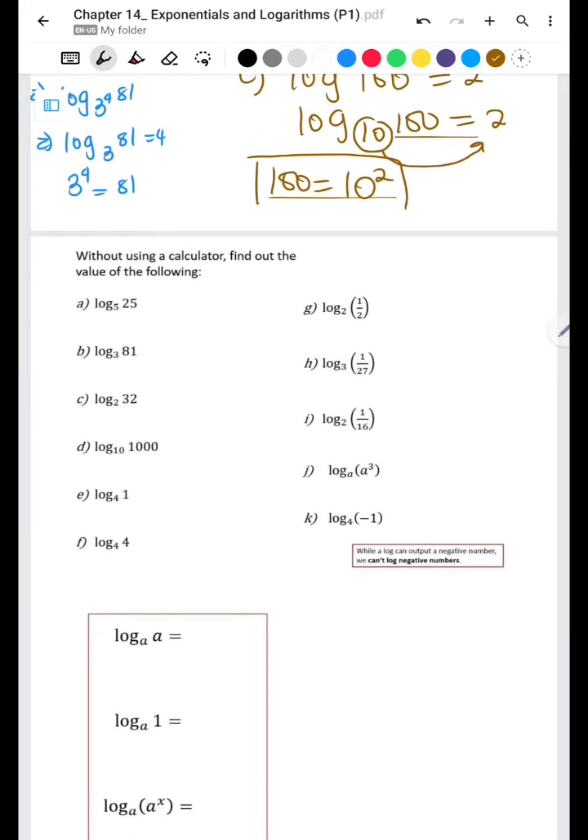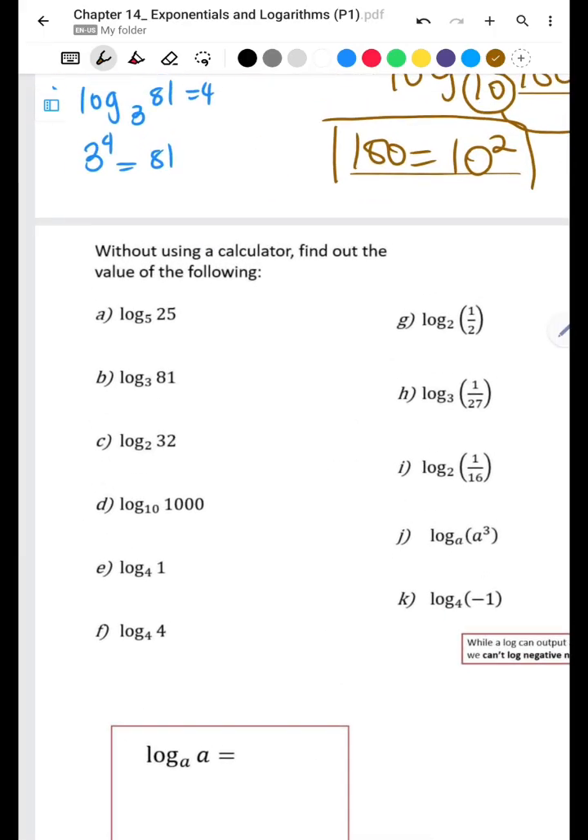Moving on, without using a calculator, find out the value of the following. This is just a quick fire question that we can quickly go through. Here, log base 5 of 25. We are not using a calculator, and this is not even an equation because we don't have an equals sign. The best way is using our first method, where we find the missing power. Log base 5 of what power will give us 25? We know 5 squared is 25, so the answer here is 2.